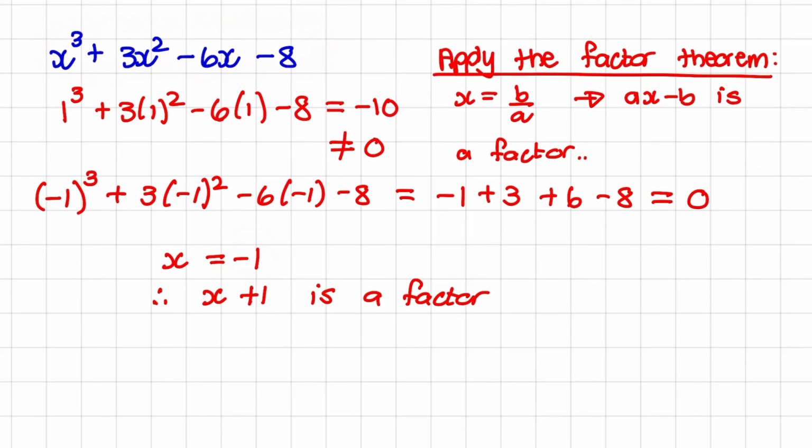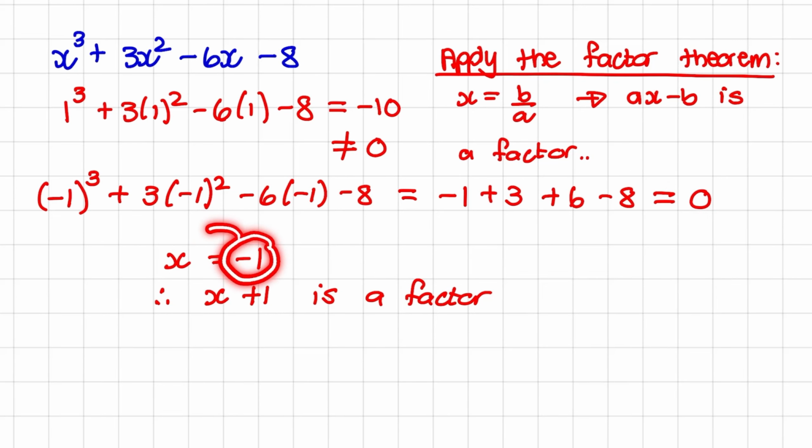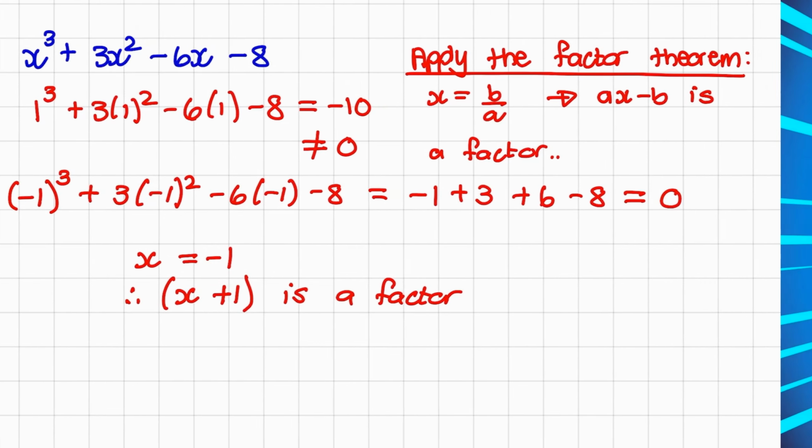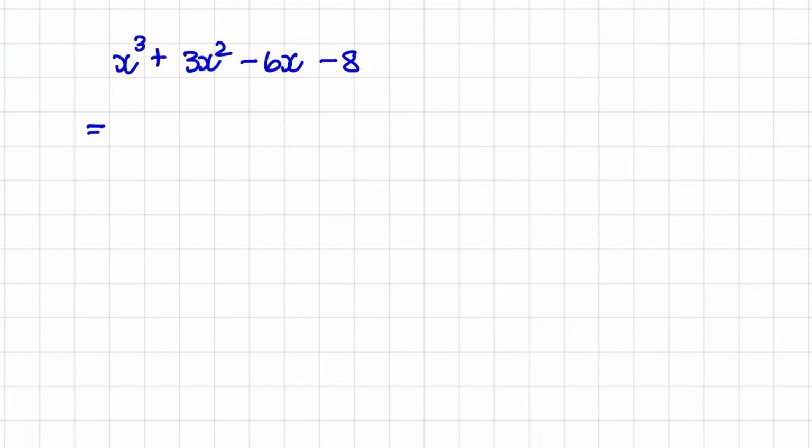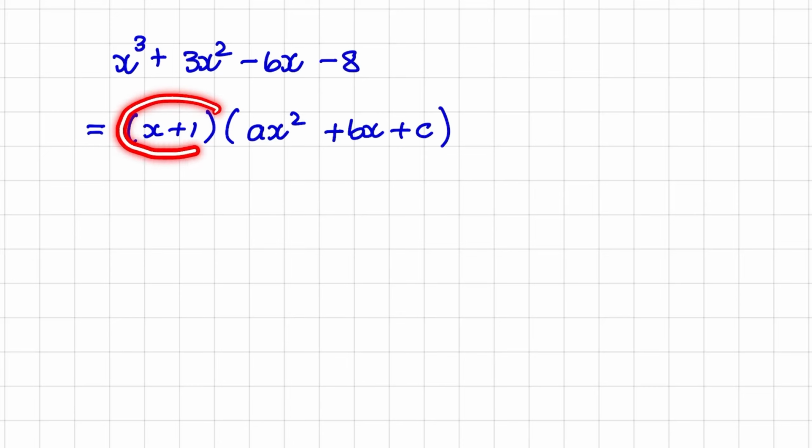And an easy way to remember that is when I substituted negative 1, it led to 0, and I reverse that calculation. So I move the negative 1 to the left-hand side, and therefore create a bracket of x plus 1. So now that means I can rewrite this algebraic expression as x plus 1 times ax squared plus bx plus c. So we have partially factorized it by finding a value of x.